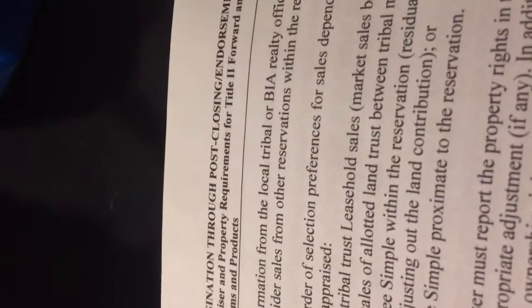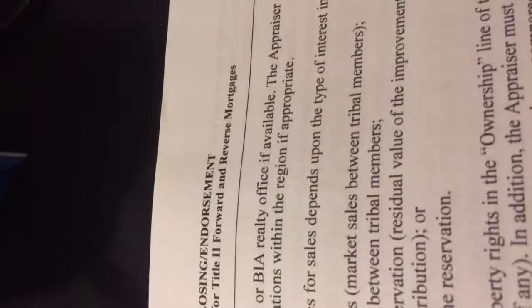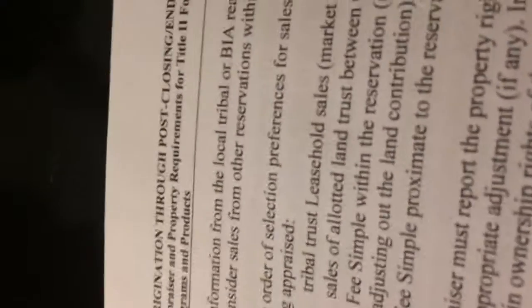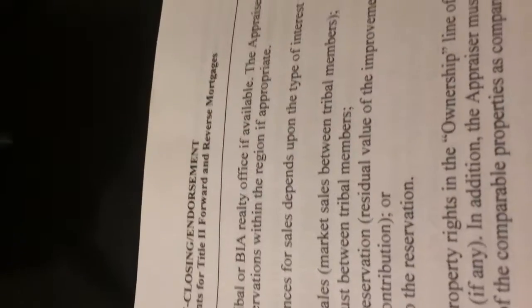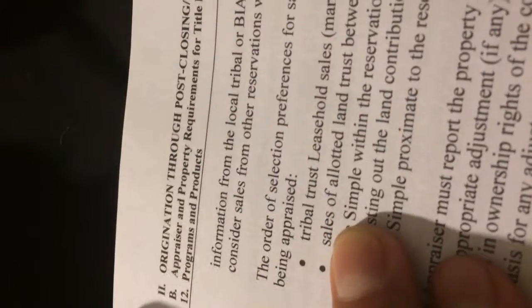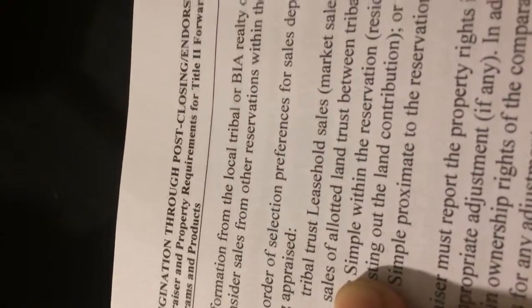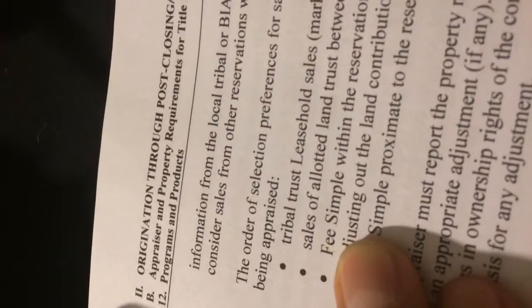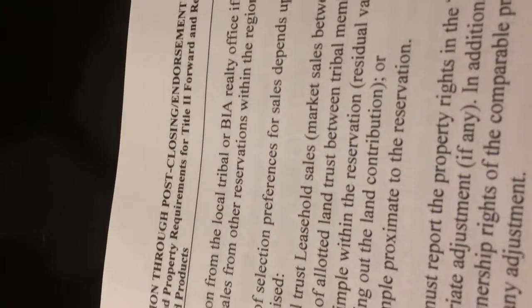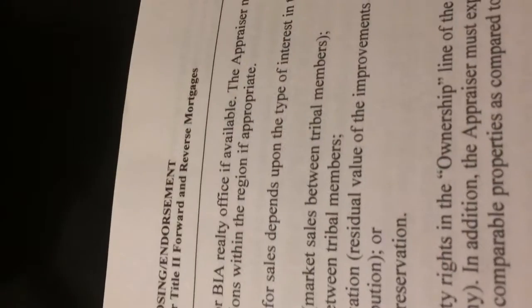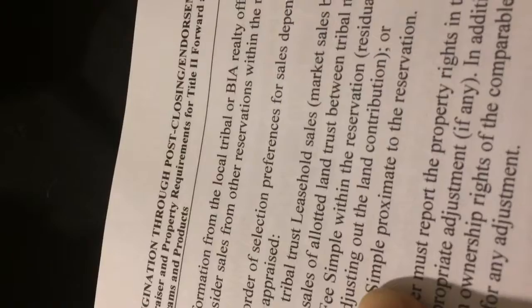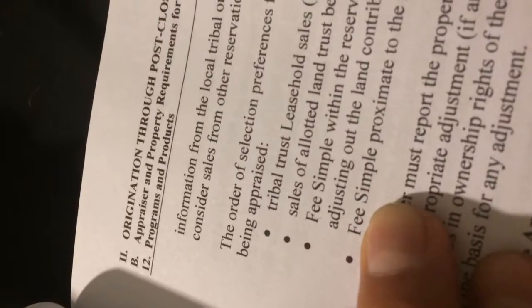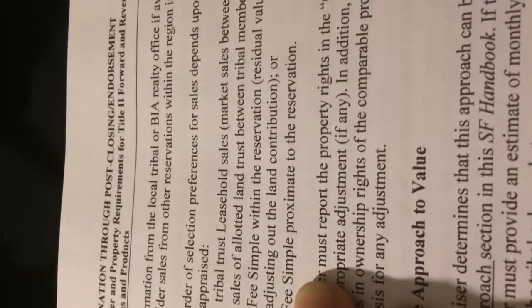The order of selection preferences for sales depend upon the type of interest in the land being appraised. Tribal trust leasehold sales, market sales between tribal members, sales of allotted land trusts between tribal members, fee simple within the reservation, residual value of the improvements by adjusting out the land contribution, or fee simple approximate to the reservation.